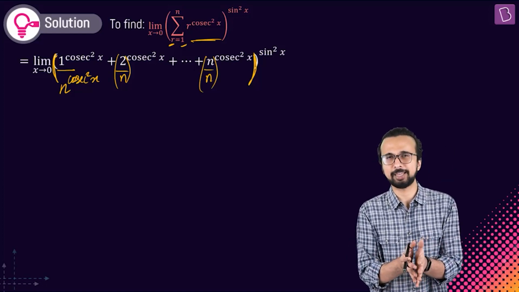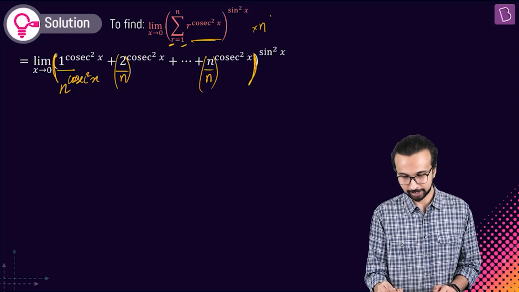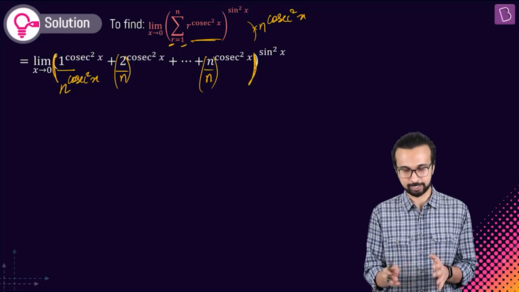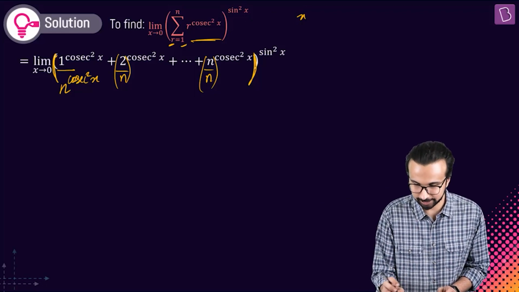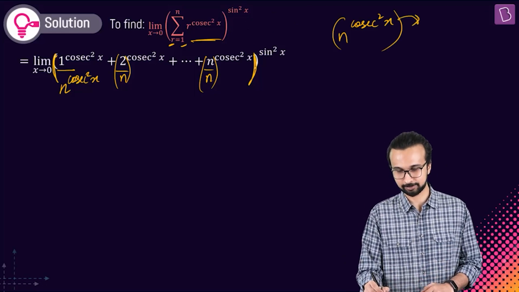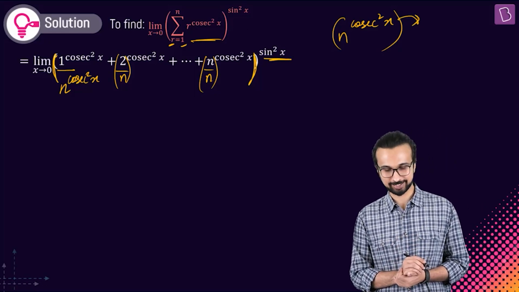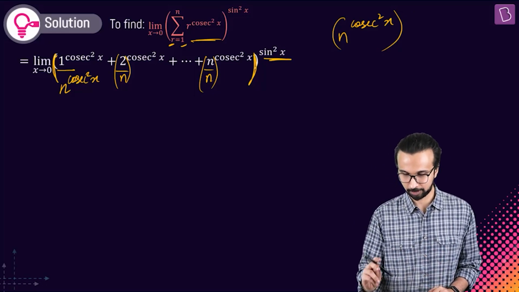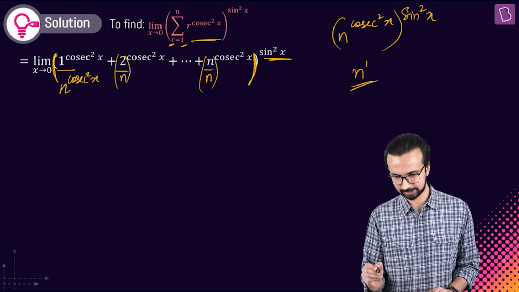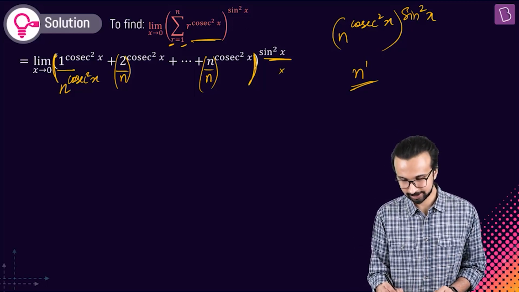Now we divided by n raised to cosec square x inside the bracket, so to balance, we have to multiply by n raised to cosec square x. You take this n to the power cosec square x outside the bracket. When you take it outside the bracket, there is a raised to sine square x here. So this becomes n to the power cosec square x into sine square x, which is nothing but n to the power 1. So when you take it outside, you will get n to the power 1.